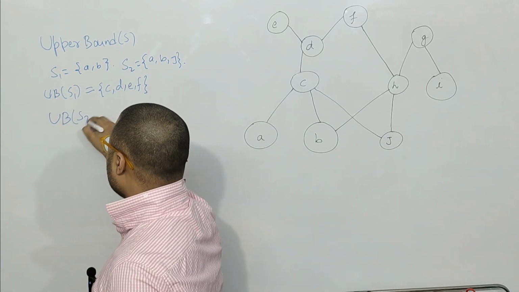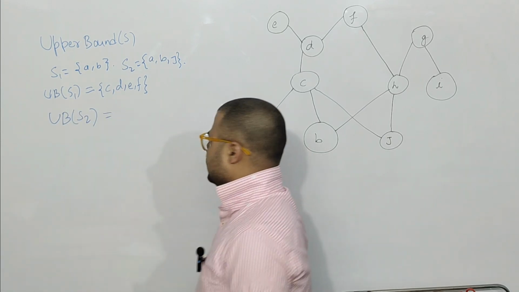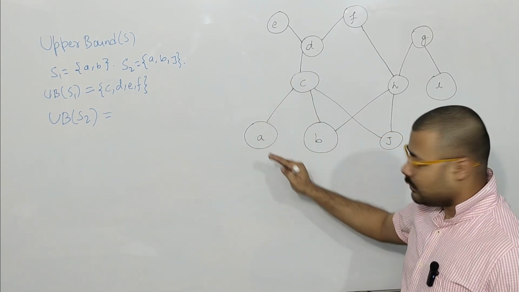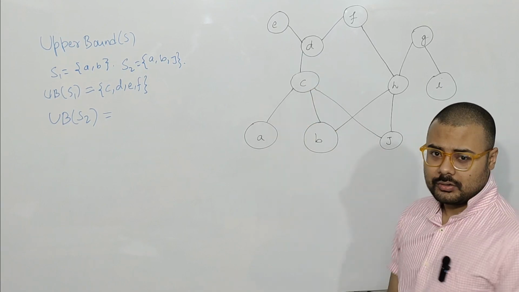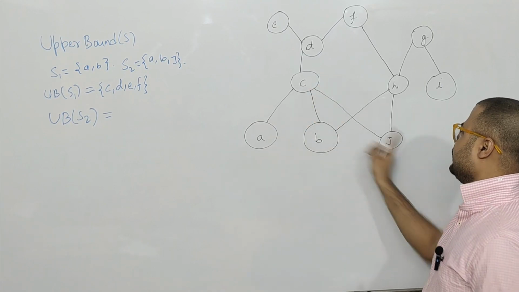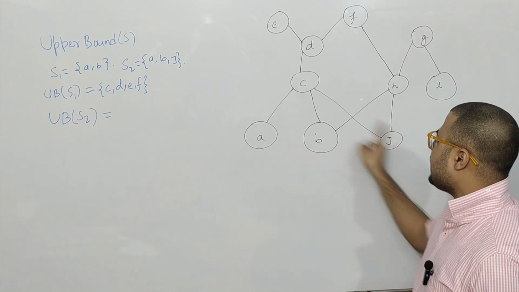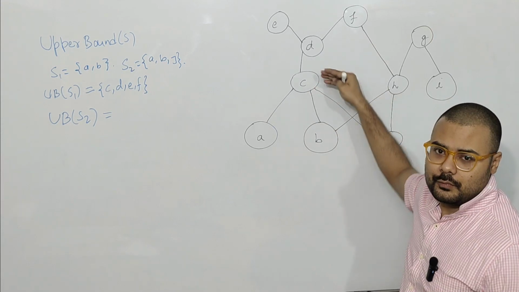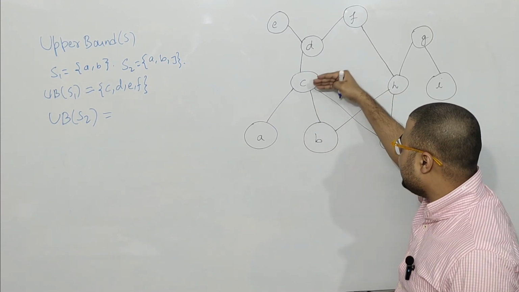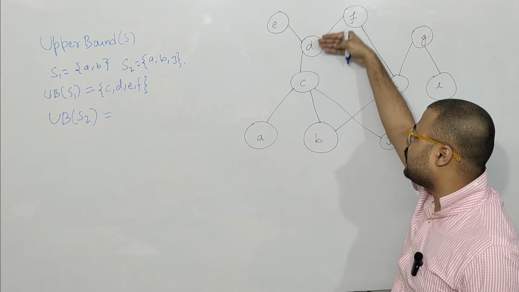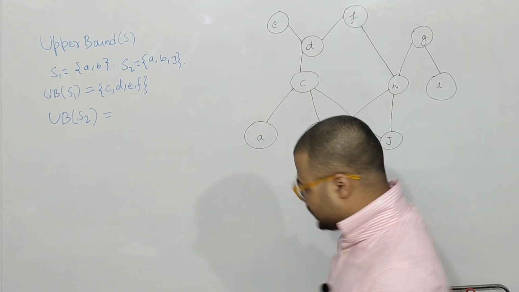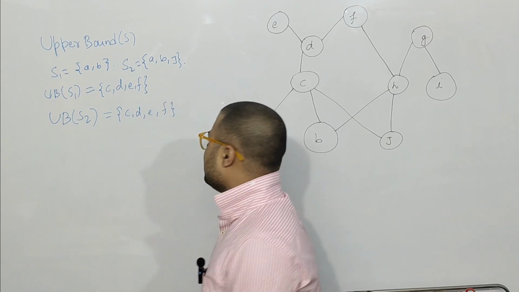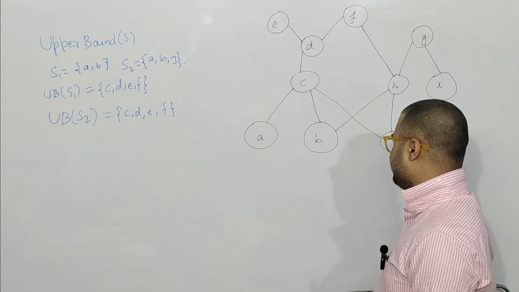What is the upper bound of S2? So A, B, and J. One step from A, you get to C. Now, is B related to C and J related to C or not? Yes, they are related to C. It means C is their first joint point. Now, including C, anything in the upward path from C, all of them will be in the upper bound of S2: C, D, E, F.